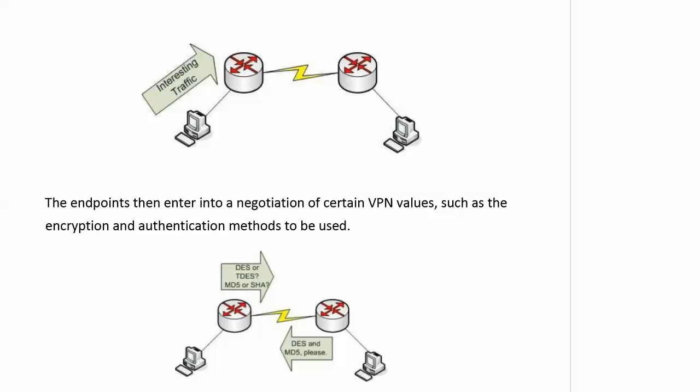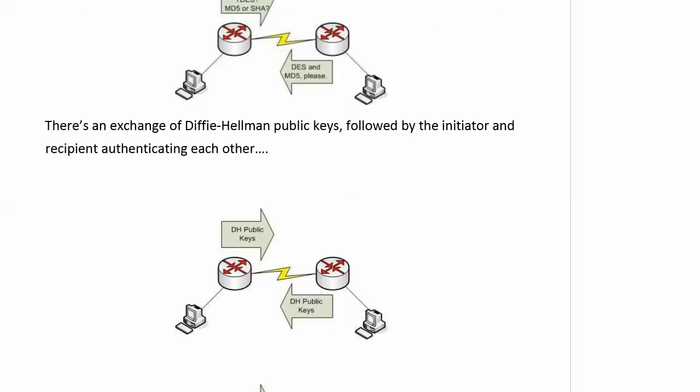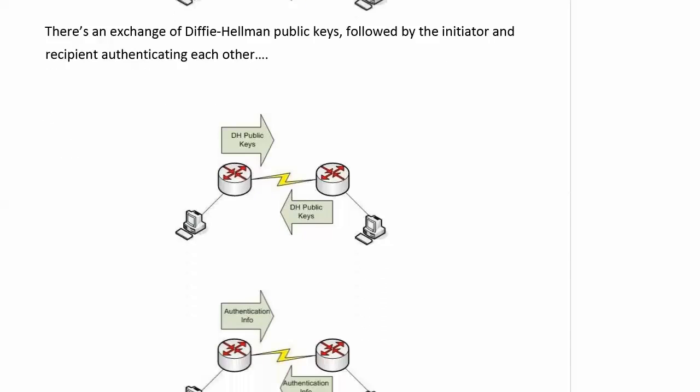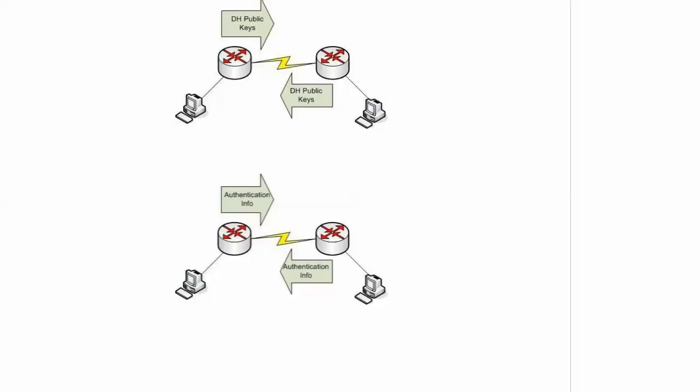Now, the endpoints then enter into a negotiation of certain VPN values, and that includes the encryption and the authentication methods to be used. Because if the two sides just totally disagree on that, we might not get our VPN. And there's an exchange of Diffie-Hellman public keys, followed by the initiator and recipient authenticating each other. There's your key exchange, your DH public keys, and then your authentication info. And then really you're just about done.